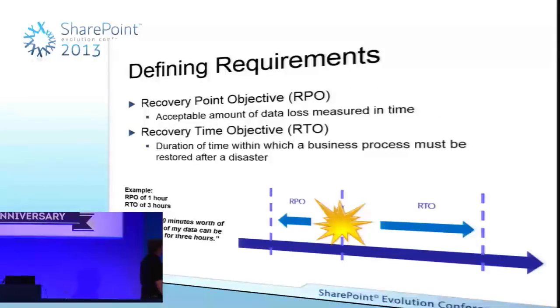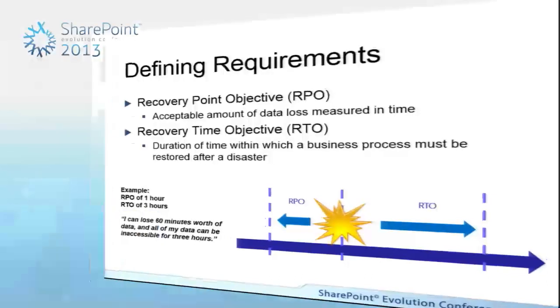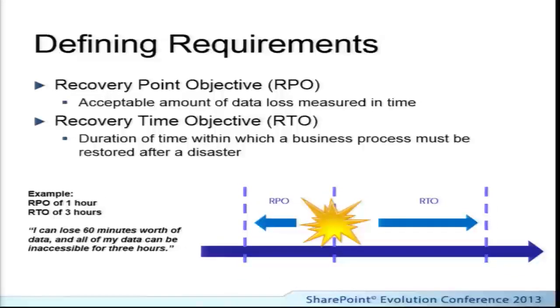And when we think about DR, we have to think about these requirements. The two key requirements that people talk about are the concepts of recovery point objective and recovery time objective. And those two things are important. From a recovery point objective, we're really looking at what point in time I need to recover my solution to. And from a recovery time objective, it's how long it is going to take me to reach that point. So the example there is, I can lose 60 minutes of data, and all of my data can be inaccessible for 3 hours. That could be an SLA requirement that you have.